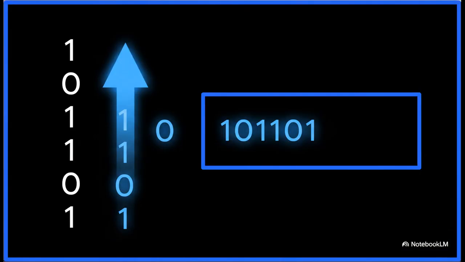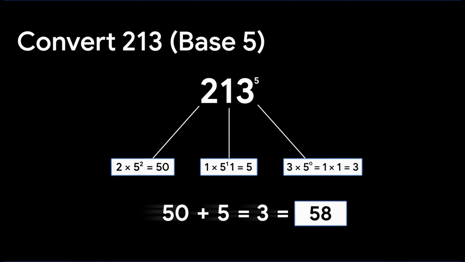And now for the big reveal. You take all those remainders you wrote down, and you just read them from the bottom up. And just like that, you've got it. 45 in our world is 101101 in the computer's world of base 2. And guess what? Going the other way is just as easy. If we have a number like 213 in base 5 and want to know what it is in base 10, we just do what we did earlier. We expand it out. So that's 2 25s, 1 5, and 3 1s. Add it all together, and you get 58.